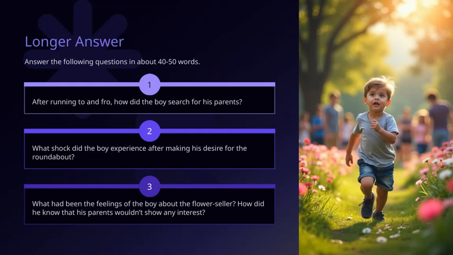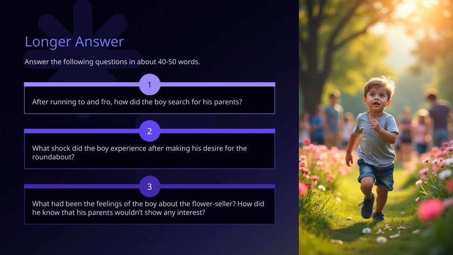After running back and forth, the boy searched for his parents with a mix of hope and desperation. He kept looking around, trying to find any familiar faces, but it was difficult because the place was so crowded. His search was tiring, but he didn't give up. When he finally made a wish for the roundabout, he experienced a shock. Instead of feeling happy or excited, he realized that his desire might not bring him true happiness. It made him think about what he really wanted and what was more important.